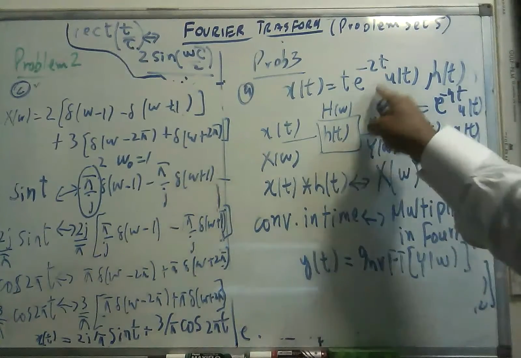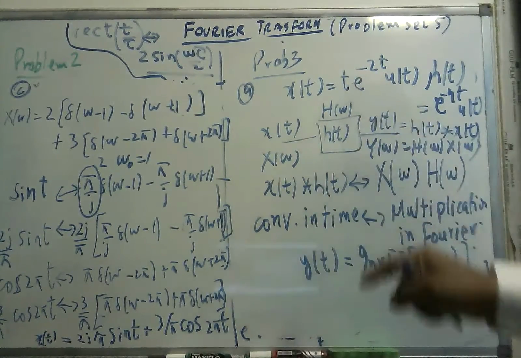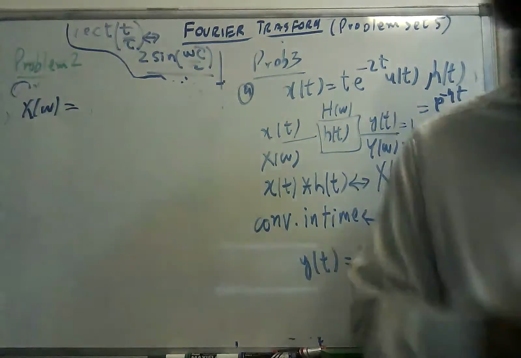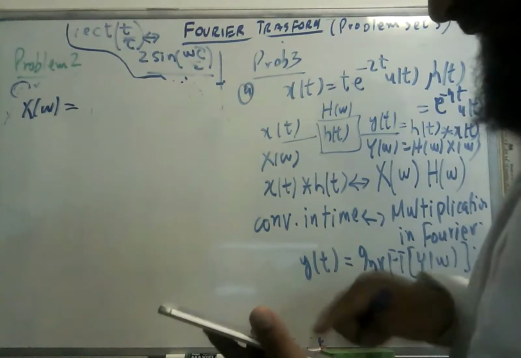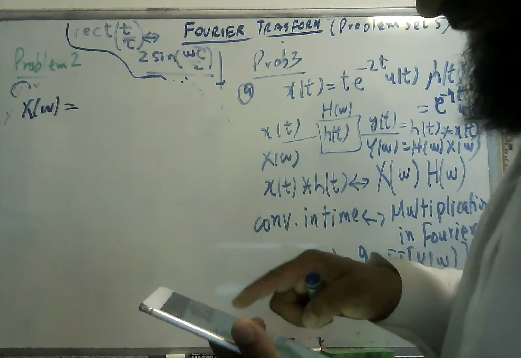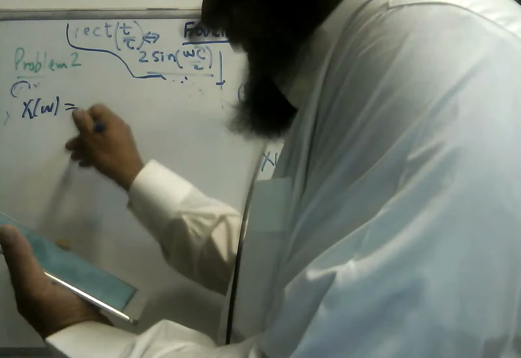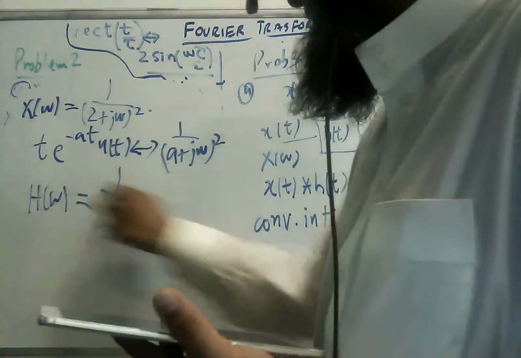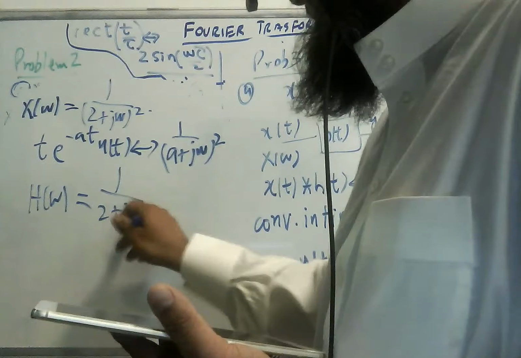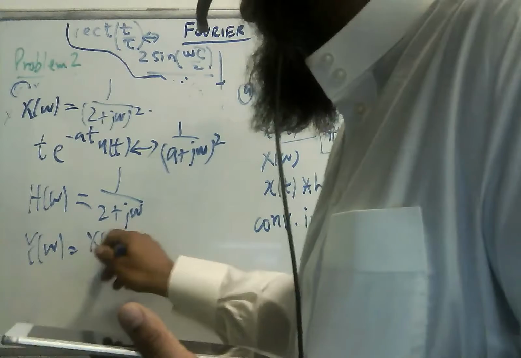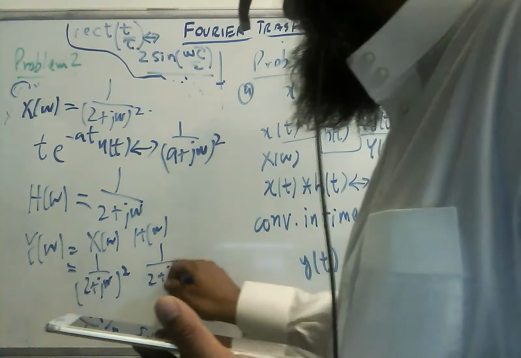So let us do this question, and it will be more clear when I do this question. So go to the Fourier transform table. You need to have this table all the time whenever you are doing questions. You have the relation t e raised to the power minus at, which transforms to 1 over a plus j omega. So now Y of omega, which is the multiplication, will be just X of omega times 1 over 2 plus j omega.